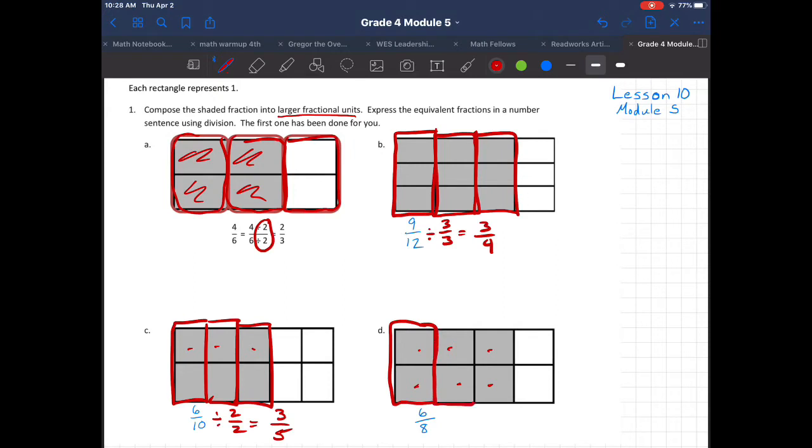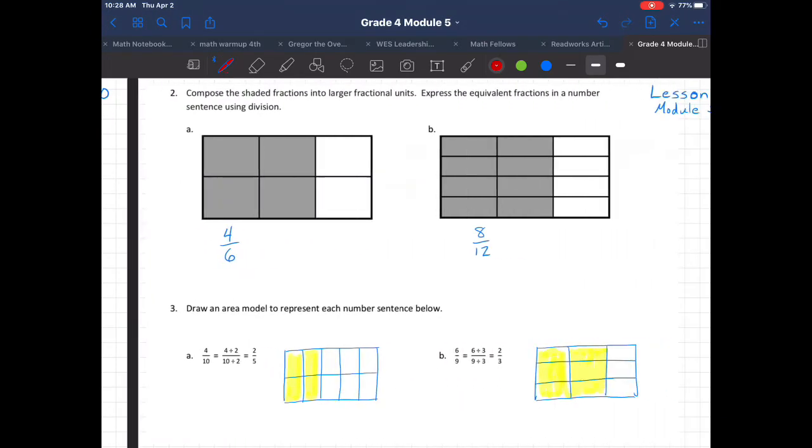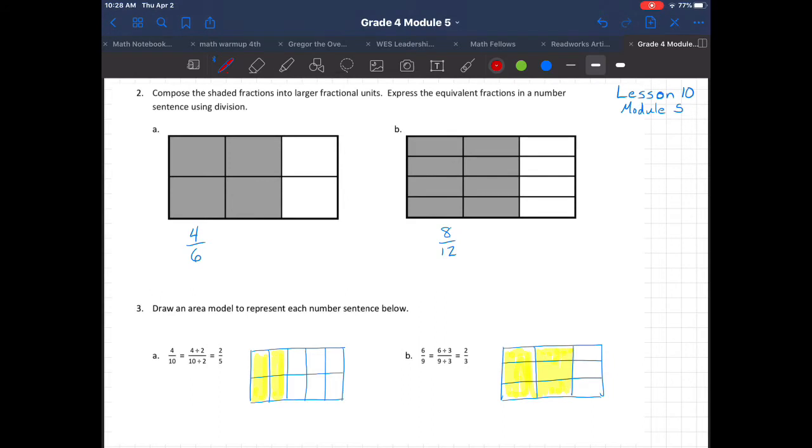I'm putting them back together. Composing them is the word they're using into 3 out of 4 groups. If I divide these both by 2, I get 3/4. Number 2, compose the shaded fractions into larger fractions. Express the equivalent fraction in a number sentence using division.